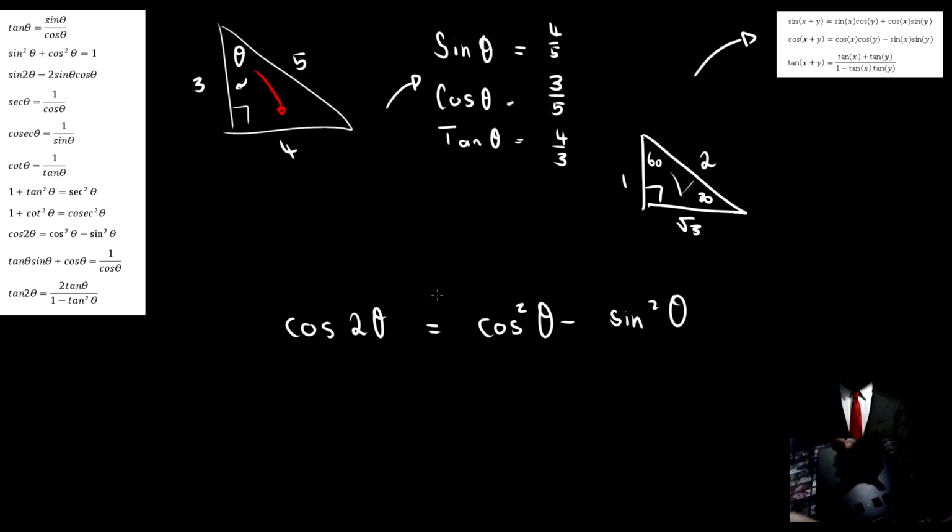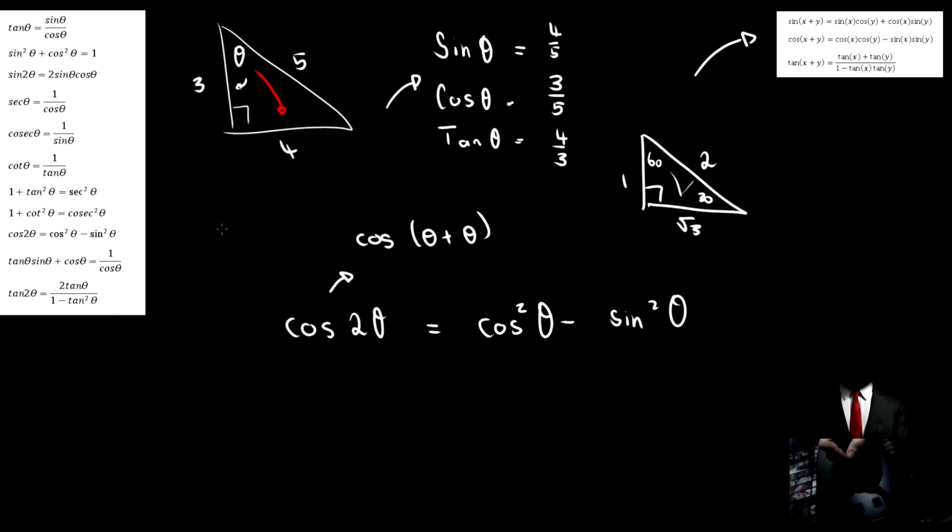First things first, let's look at what we can use. We can use cosine of x plus y, which is cosine x times cosine y minus sine x times sine y. So in this case, let's rewrite this one to make better sense of it. Cosine of theta plus theta, and theta plus theta is 2 theta.